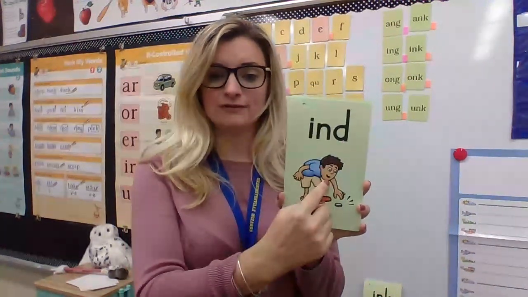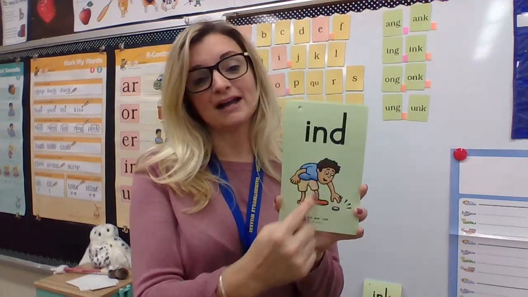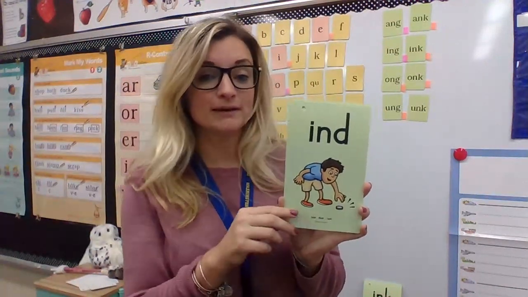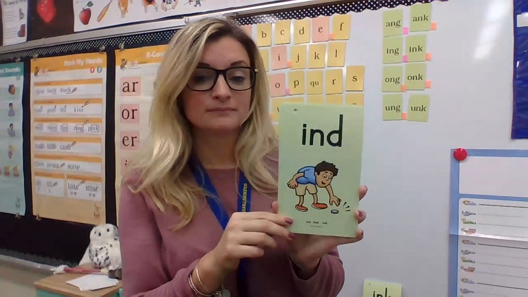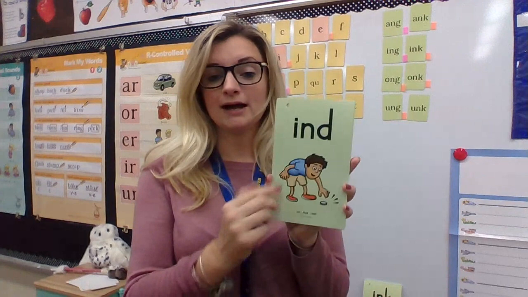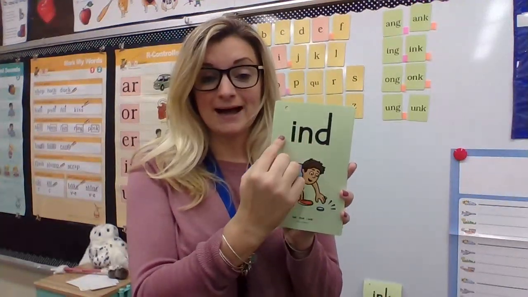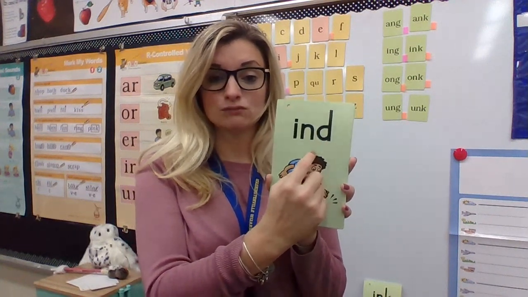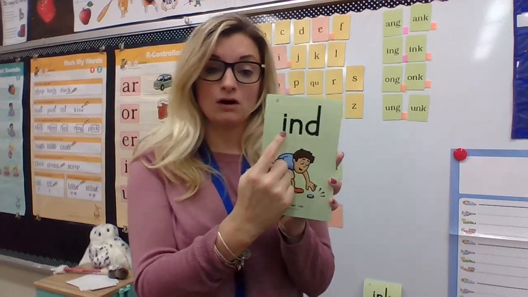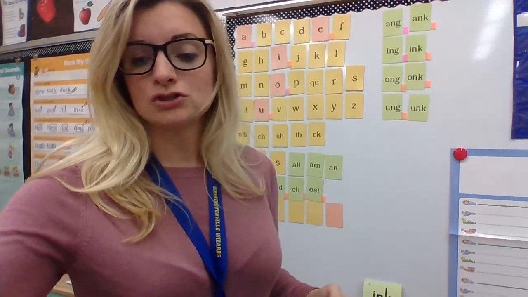And our last one. IND, find, eind. Go ahead and repeat. Nice job. Remember the IND? It makes that long I sound, so he says his name. Eind. So again, it's a rule breaker. It makes that long sound. All right. Let me show you an example of one of these in a word.